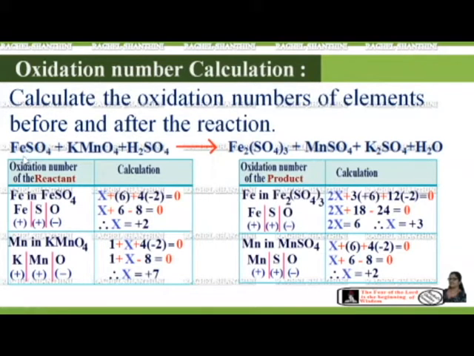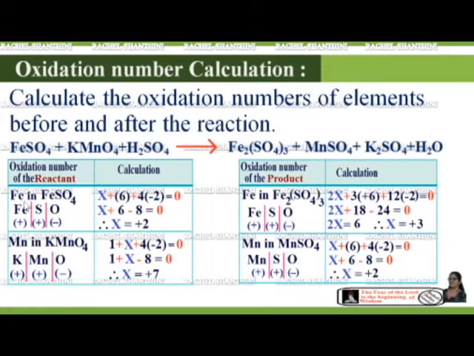First, let us find out the oxidation number of the reactants and the oxidation number of the products in this reaction. Already we have seen how to calculate the oxidation number of a compound having 3 different elements. We have to separate all the 3 elements, and the first element in the compound is a positive element and the last element in a compound is a negative element and the in-between element is a positive element.